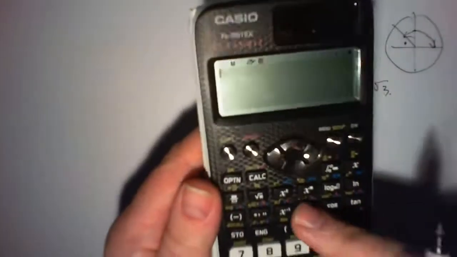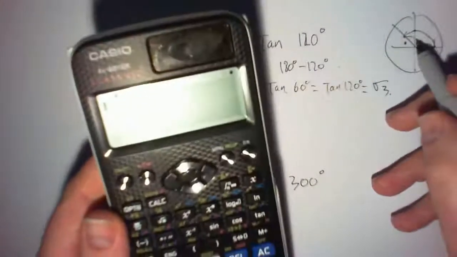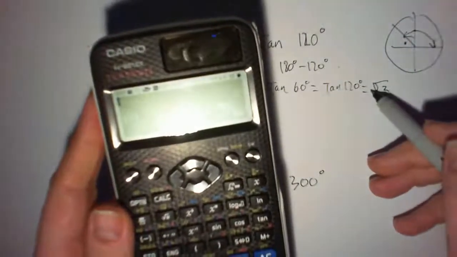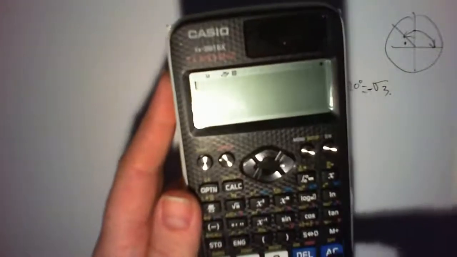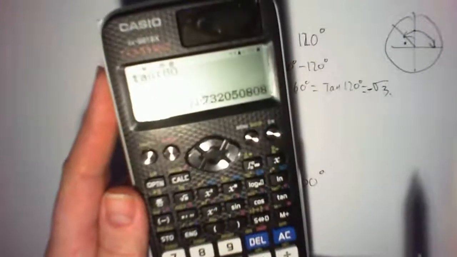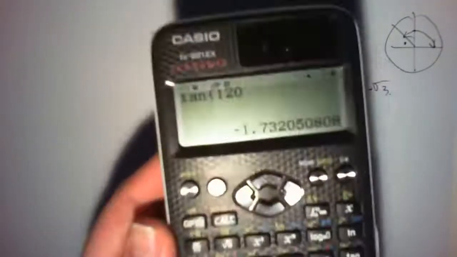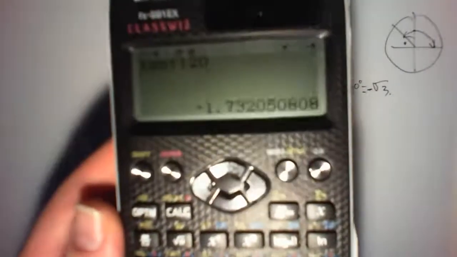Feel free to check it out. And we have to check the sign. So it's a negative. Let's check it. Tan of 120 is minus 1.73. See it there? Minus root 3. Cool.